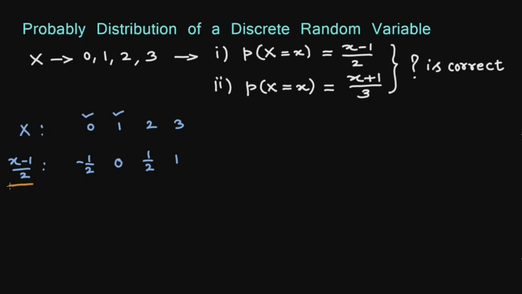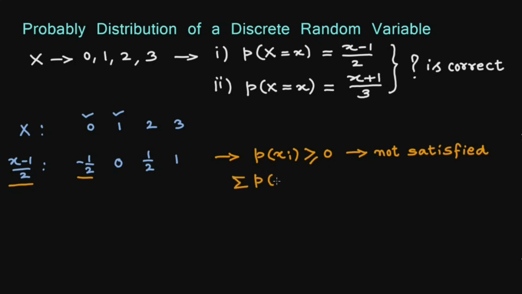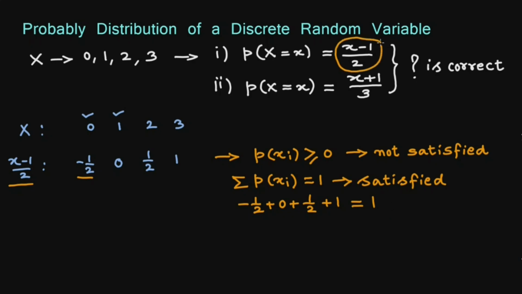For this probability mass function, one of the probabilities is negative. Hence, the condition that p of xi should be positive or 0 for all values of i is not satisfied. Although the second condition, summation p of xi equals 1, is satisfied as the sum of minus half, 0, plus half and 1 is 1 as required. So the function defined x minus 1 by 2 is not a probability distribution.